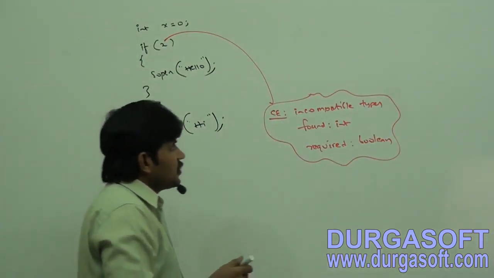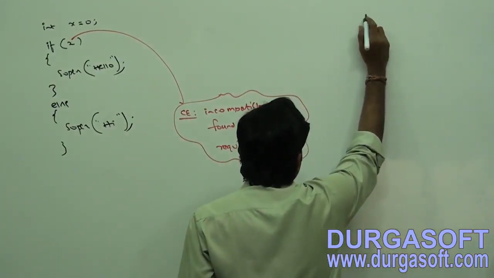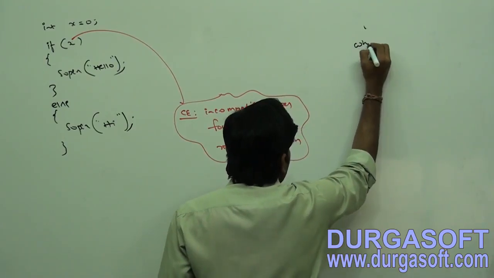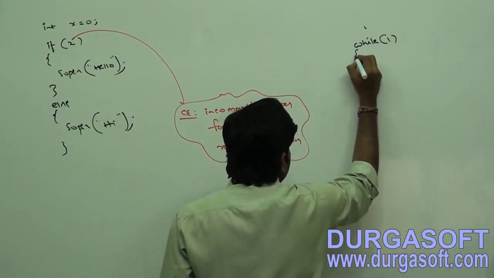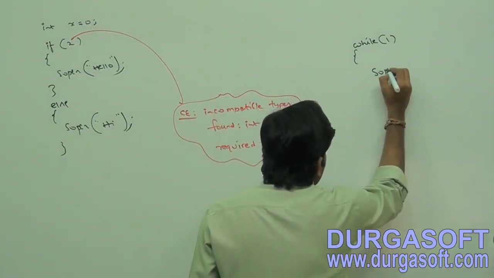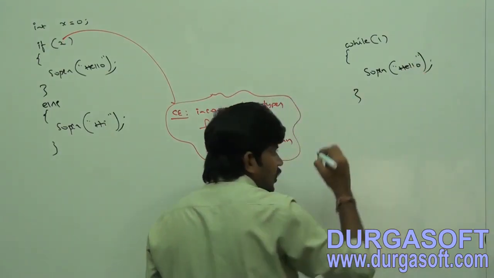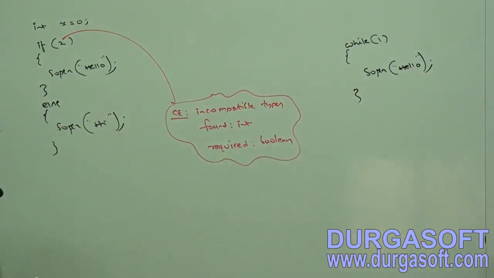Like, sir, now int x is equal to... or otherwise, while(1), System.out.println("hello"). Like I'm taking while(1), SOP of hello. Can you tell how many times this hello will be printed? Don't tell infinite number of times.